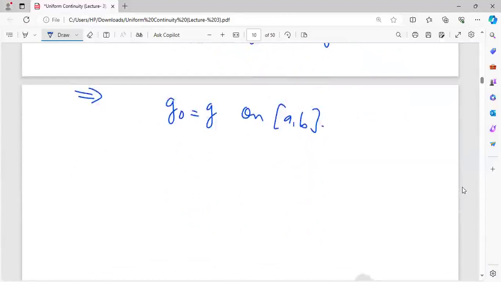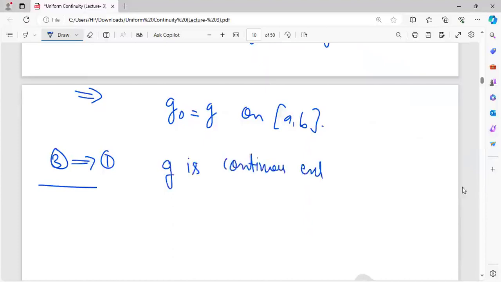Okay. So extension is unique. We have proved that extension is unique. Now 3 implies 1. So 3 implies 1 is obvious because G is the continuous extension of F on the closed interval AB.